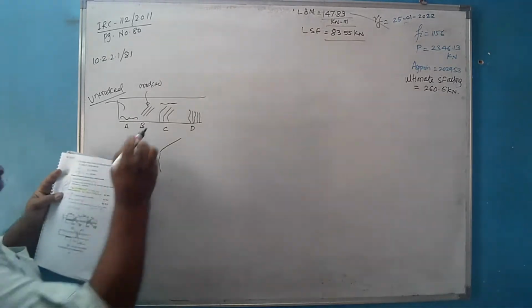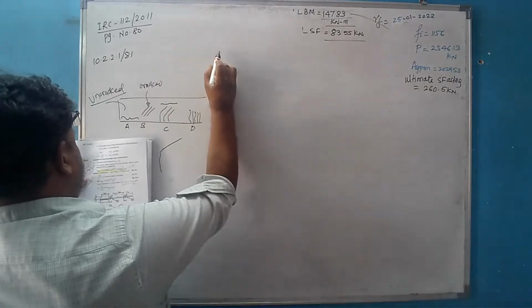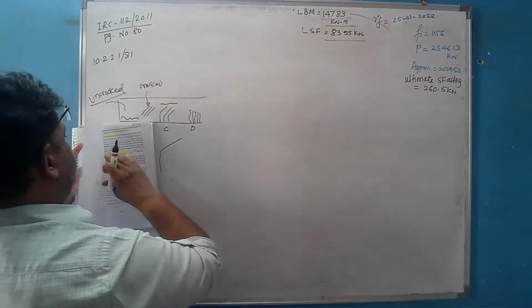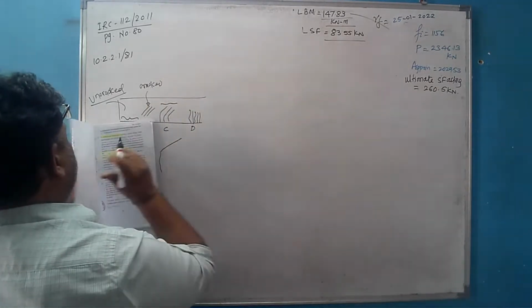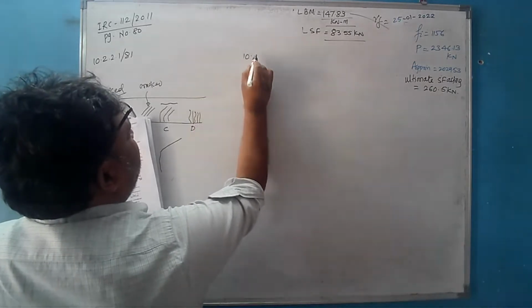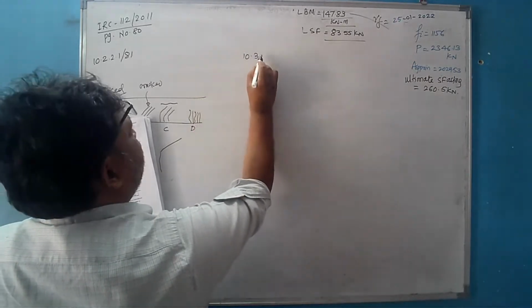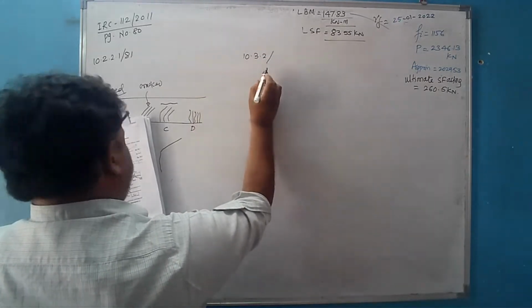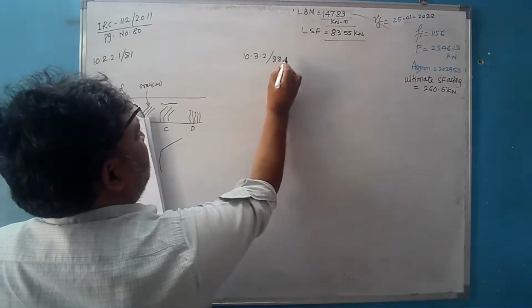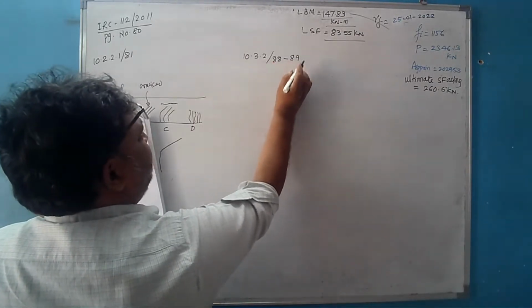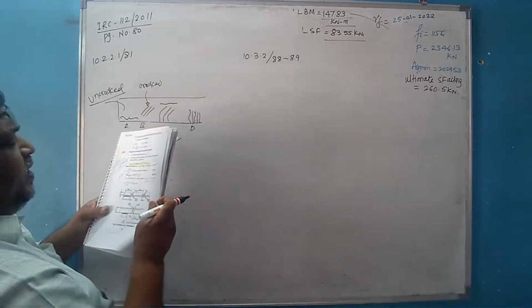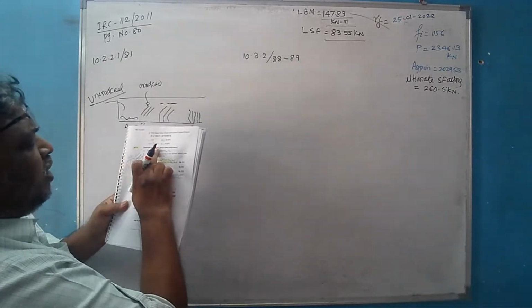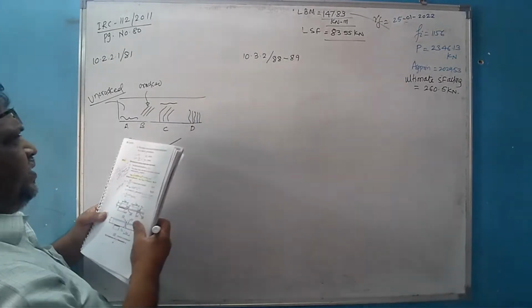Please refer to clause 10.3.2, which is on page number 88 and extends up to page number 89. What is written here? Element not requiring design shear reinforcement.